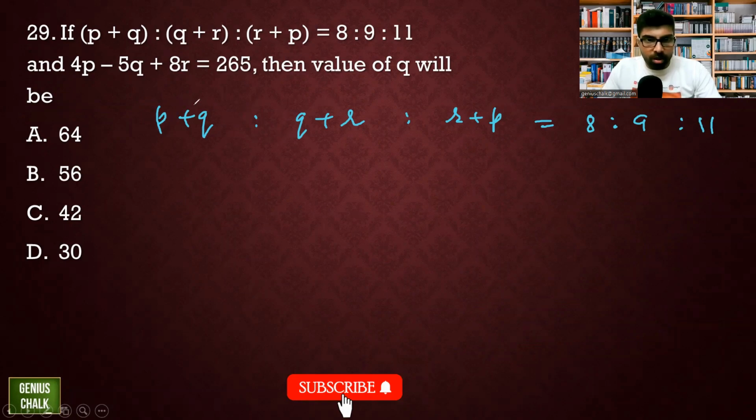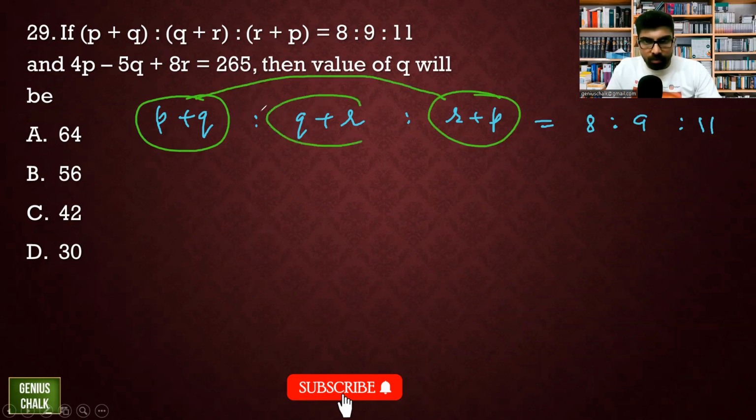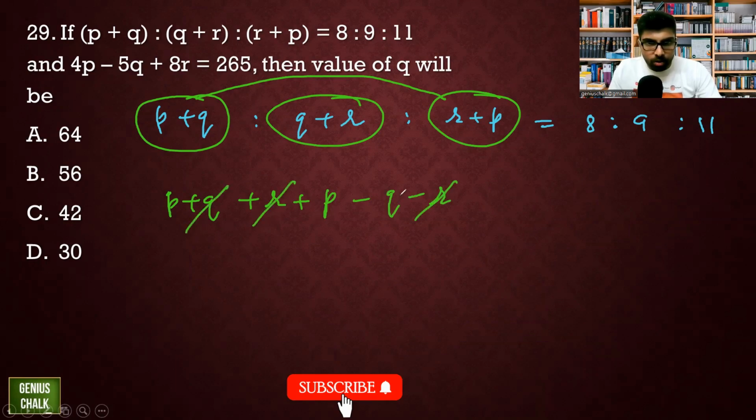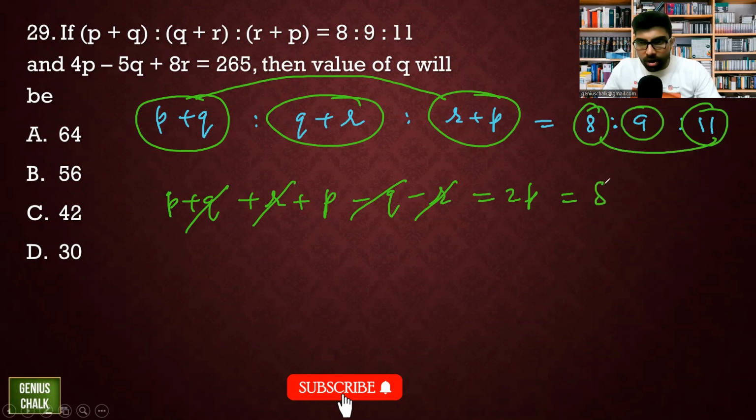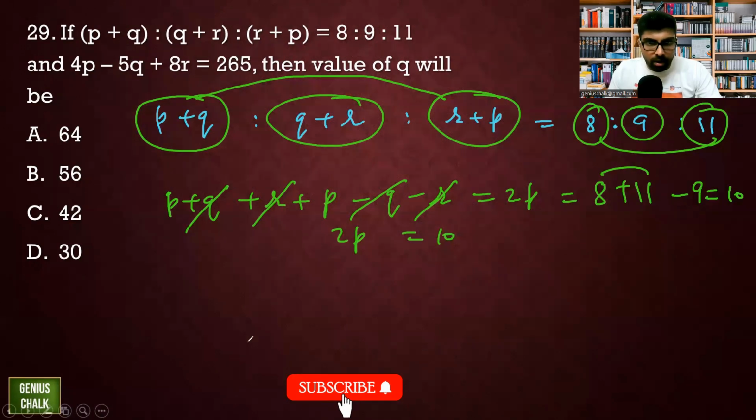If I see where P is available, P is available here and here. If I add these two and subtract the middle one, what will I get? P plus Q plus R plus P minus Q minus R. So R cancels, Q cancels. What I will be getting is 2P. So basically I am adding these two and subtracting this middle one. So 8 plus 11 minus 9. So this is 10. So we can say that 2P is basically 10.